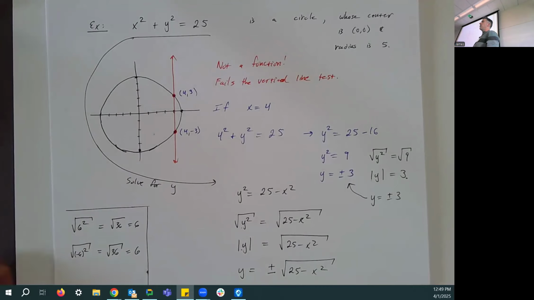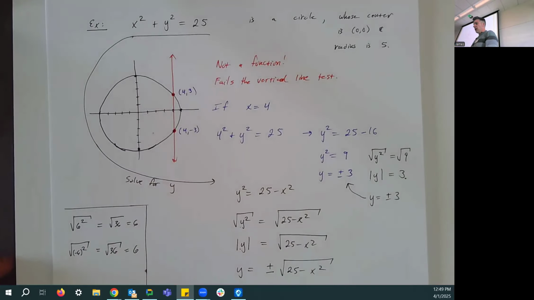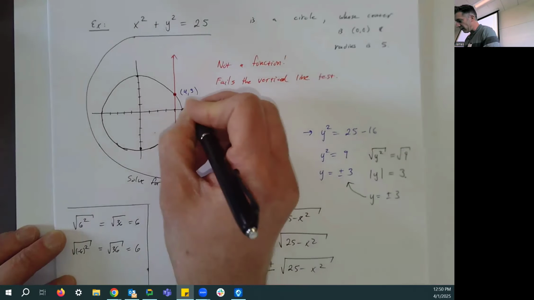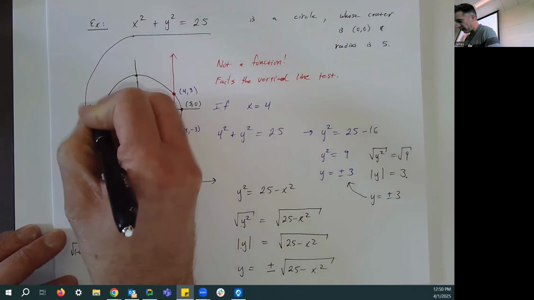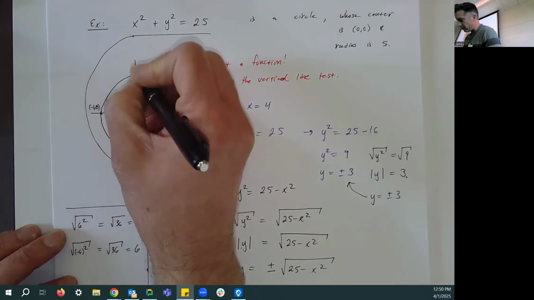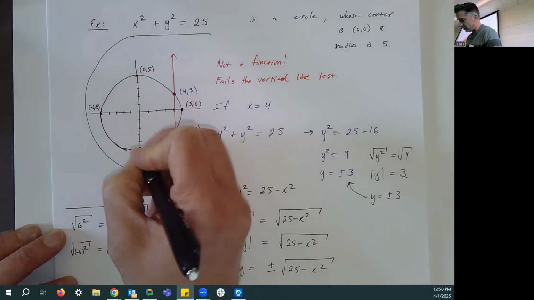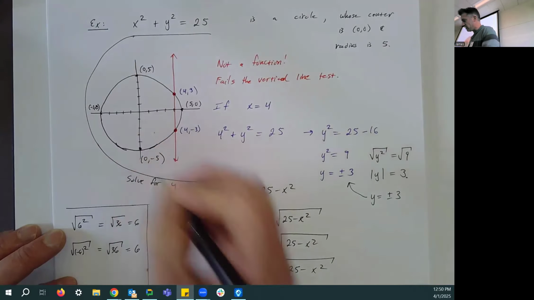So let's talk about the domain and range here. There's a really easy way to find the domain and range. Look at the graph. How far left of the x value? I know I didn't label this well, but the radius is 5. This point over here is (5, 0). This point over here is (-5, 0). This point up here is (0, 5). This point down here is (0, -5). I guess I'm out of room.